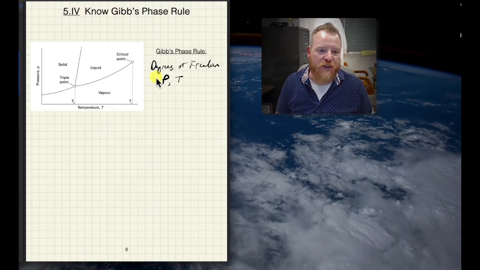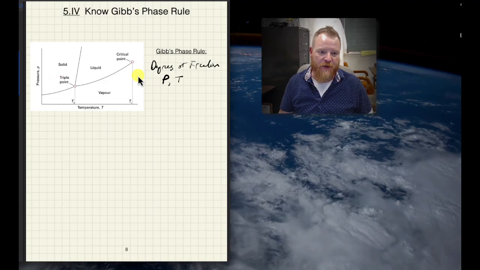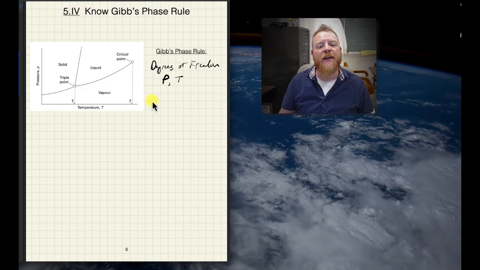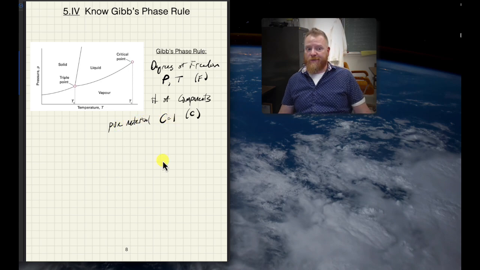So how can I change the pressure and maintain a phase, or how can I change the temperature and maintain a phase? We also have to think of the number of components. By the way, degrees of freedom will have the letter F. Number of components will have the letter C. Let's make that F look a little bit better. So for a pure material, we'll have a C of 1.